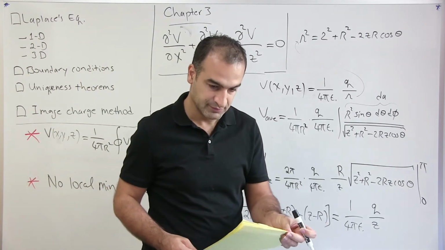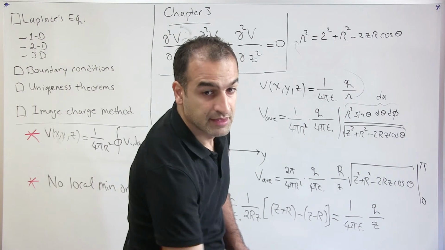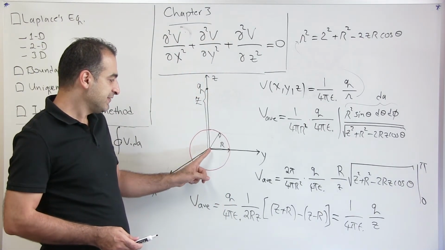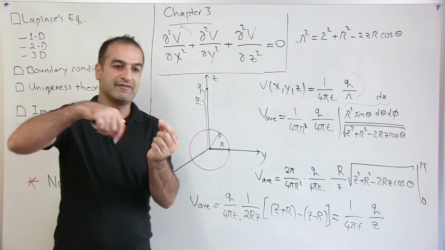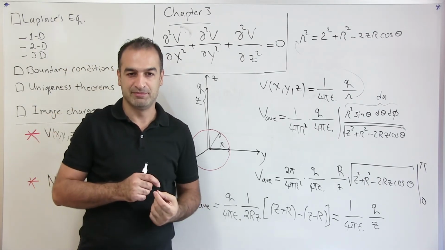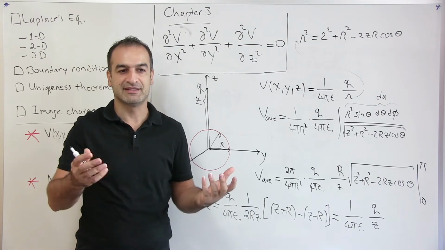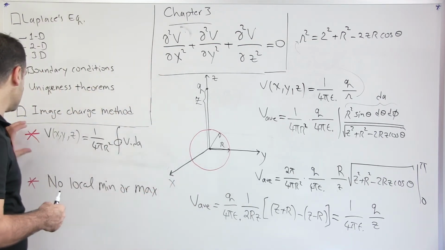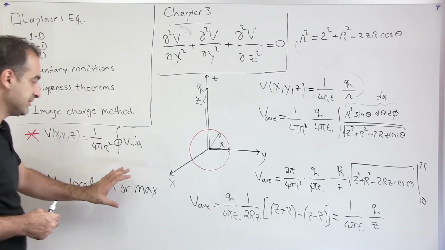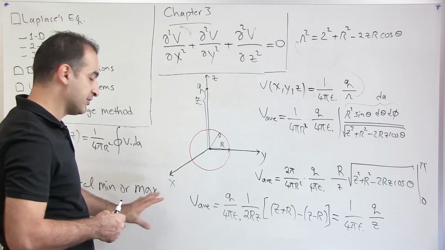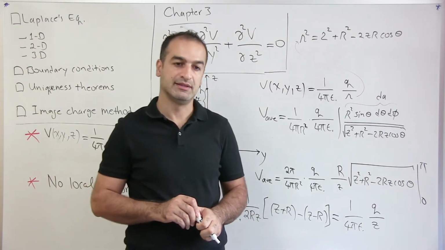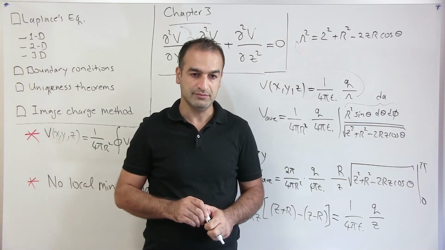And this one also never has a local min or max? The same idea, yes. It does not have one, because imagine if any point is the average of neighboring points, that point cannot be a maximum, and it cannot be a minimum. So both of these conclusions, the average and no local min or max, are true in the three-dimensional case as well.